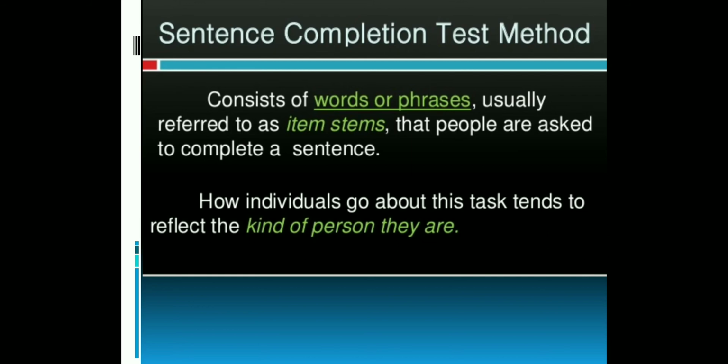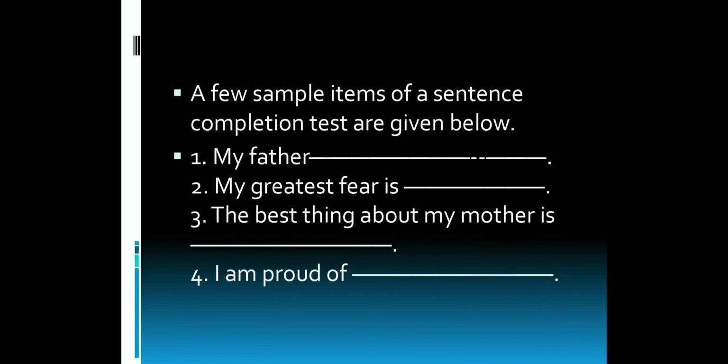It consists of the words or phrases usually referred to as item stems, and the people are asked to complete the sentence. How individuals go about this task tends to reflect the kind of person they are. For example, I am giving you the criteria of how this test is. My father. Now the person can write, my father is my hero. My father is very short tempered. My father is a businessman.